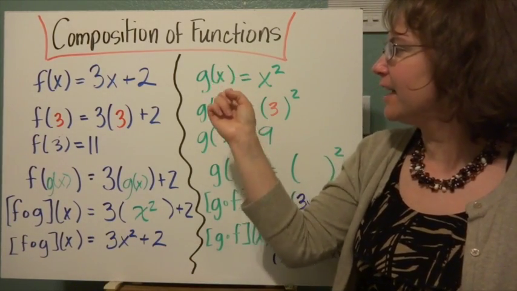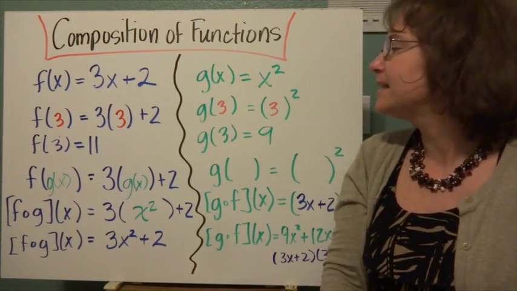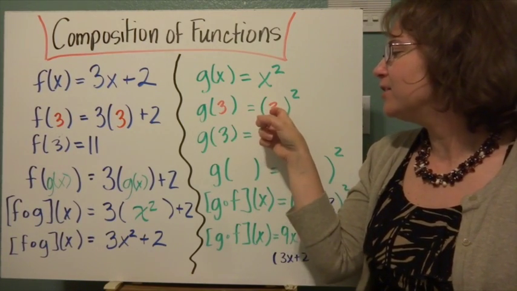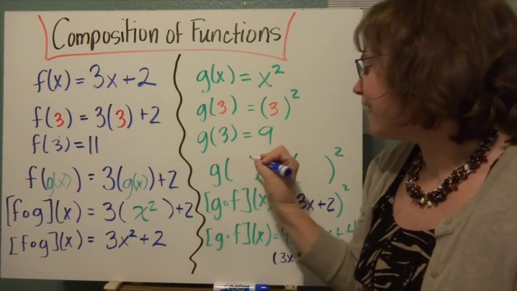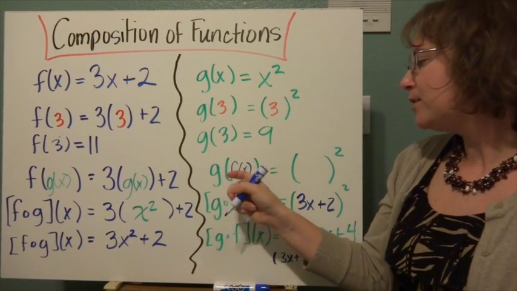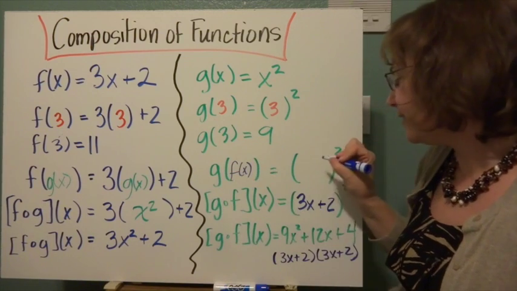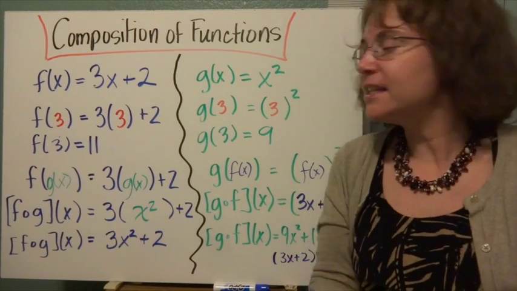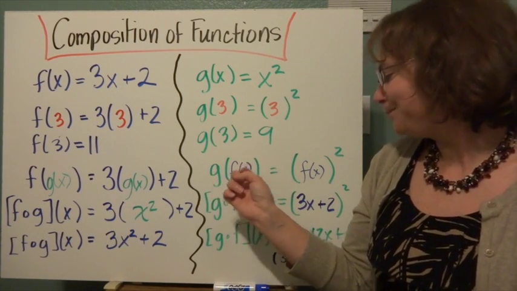Now if we were to take g of x, we could find g of 3, so we could find the value of g of x when x is equal to 3, and we would just substitute in a 3 for my x values, and we'd have g of 3 is equal to 9. Now if we wanted to find g of f of x, we're going to instead replace our x with an f of x in there. So that would be f of x squared. Now f of x is just a function, so we're finding the value of a function.